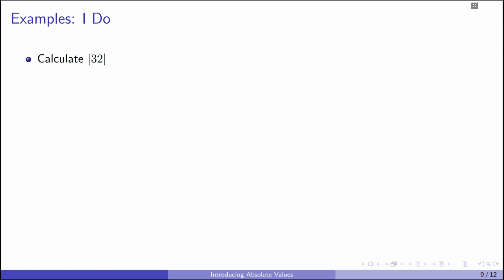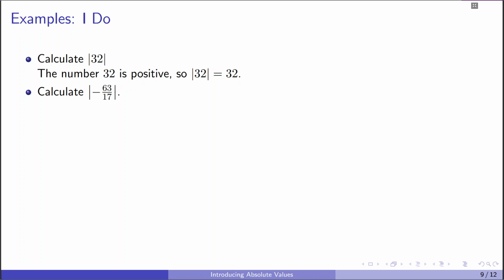So first, calculate the absolute value of 32. Well, it's a positive number, so it's not going to change. The absolute value of 32 is 32. Now the absolute value of -63/17. That's an improper fraction. That's 63/17 units away from 0. It's just negative. So the distance from 0 is 63/17. The absolute value of -63/17 is +63/17. We just dropped the negative. For single numbers inside, it really is that simple. Positives don't change, negatives become positive.